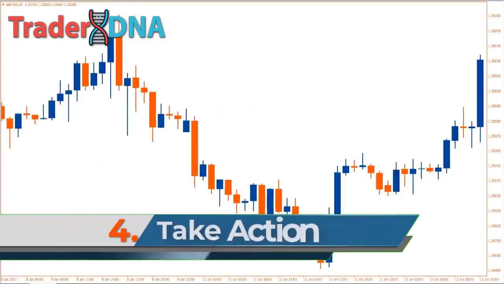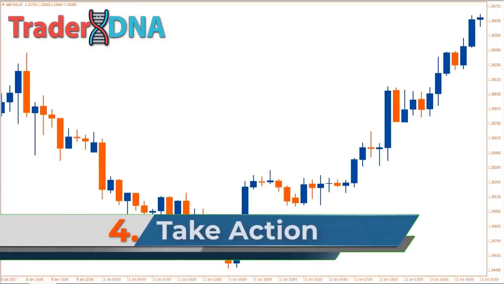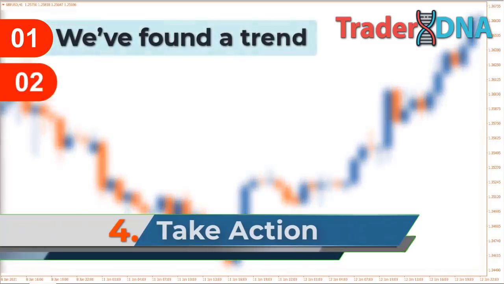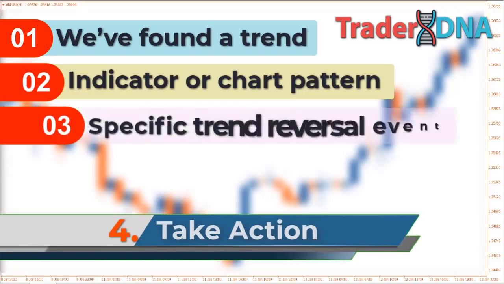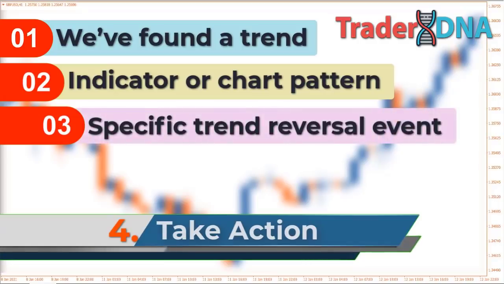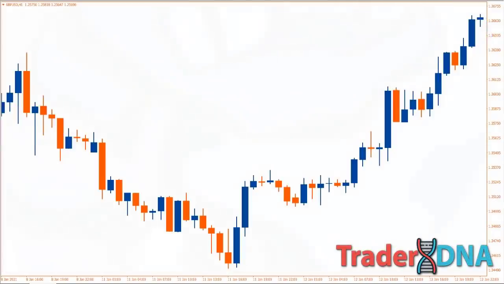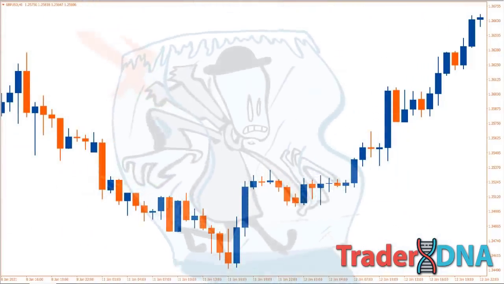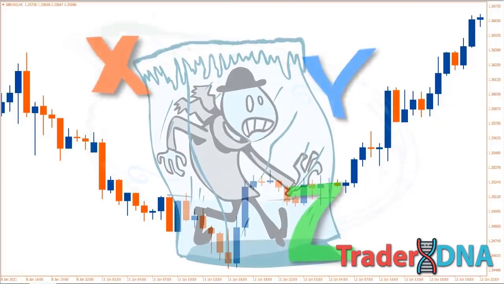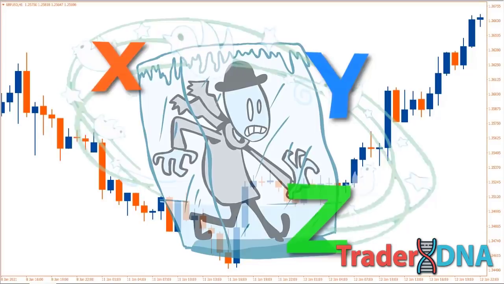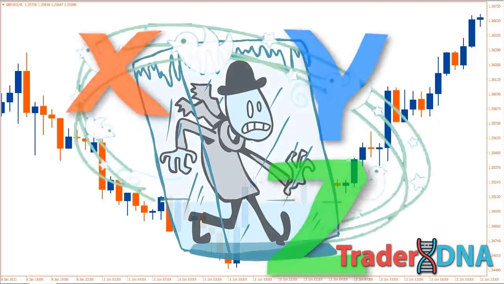Step 4. Take action. Take your trend reversal trade. So let's recap. First, we've found a trend. Second, we've decided what indicator or chart pattern we're going to use to tell us that the trend might be coming to an end. Third, our specific trend reversal event that we've decided upon in advance has occurred. Now it's time. Your signal that you have been waiting for has happened, and now, it is time to spring into action. Traders often spend hours thinking about what they are going to do when X, Y, or Z event happens. Yet when what they have been waiting for actually happens, they freeze. They start second-guessing themselves, introducing new indicators into the mix, looking at different time frames, basically talking themselves out of taking action.